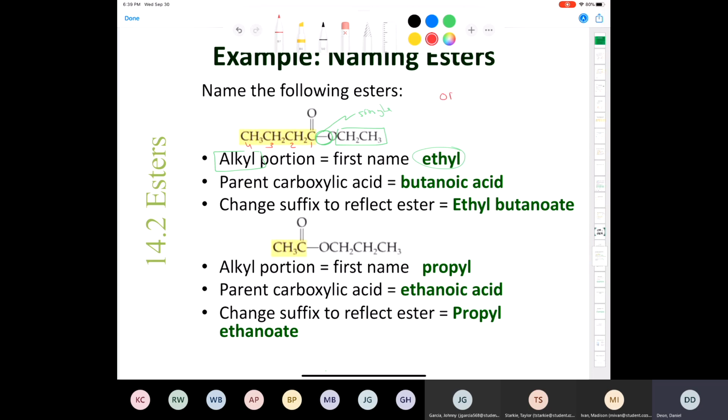We drop the oic acid, and we change it to oate. So we would get ethyl butanoate, as shown here. Let's do one more.